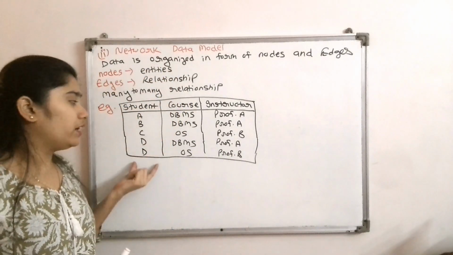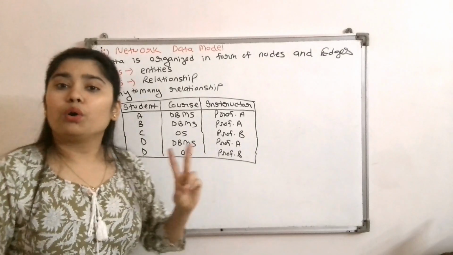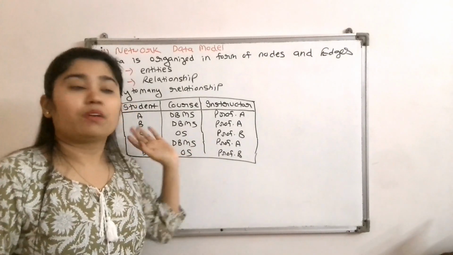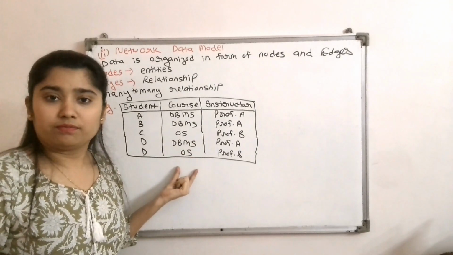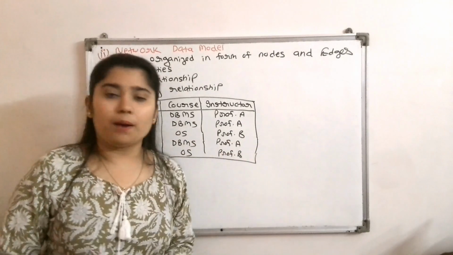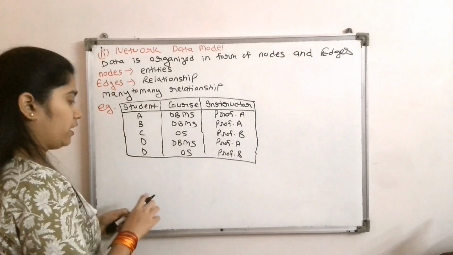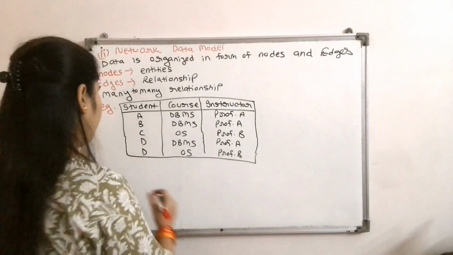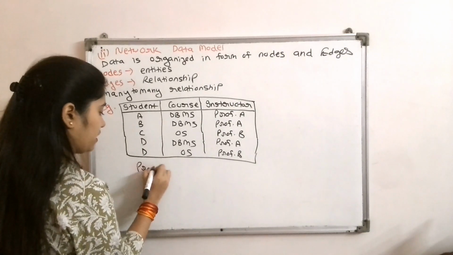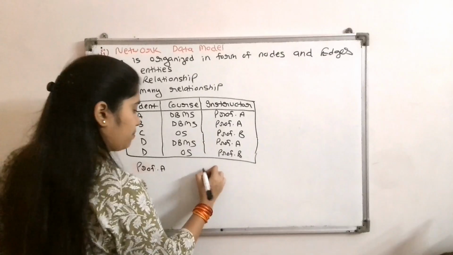So here the student D is enrolled in two courses. So here it is the child. Suppose the child has two parents. Let's draw a clear structure so you will understand better. Suppose here we have two professors, Professor A and Professor B. This is Professor A and this is Professor B.